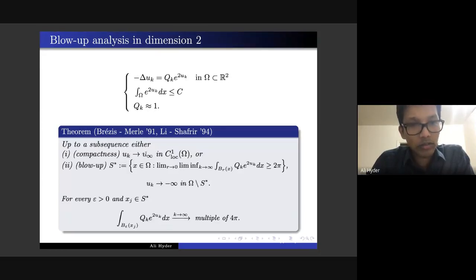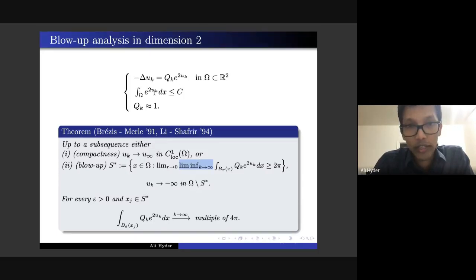And if it is not compact, then there is another possibility. There is a finite set S star. How is it defined? We choose only those points x in omega, such that on a small ball, the integral of q_k exponential to u_k, if I take limit k goes to infinity, is at least 2 pi. So first I take k goes to infinity, and then I take r goes to 0. So on a small ball, the integral is at least 2 pi.